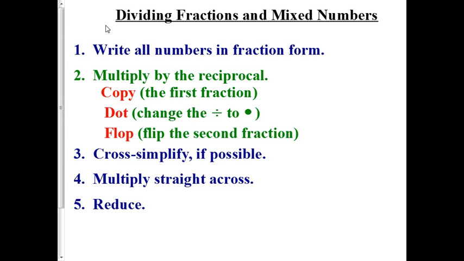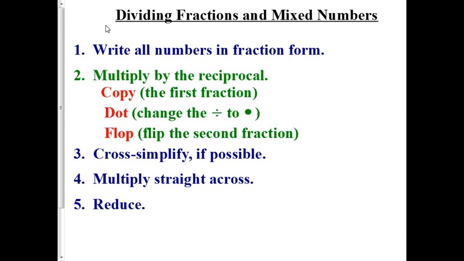And we can remember how to do that by remembering the phrase copy dot flop. We copy the first fraction, we change the division to multiplication, and then we flip the second fraction. And that's what it means, multiply by the reciprocal. Remember, when we flip the second fraction, that is the reciprocal of what the fraction originally was. Step 3 is to cross simplify if we can. Step 4, multiply straight across.